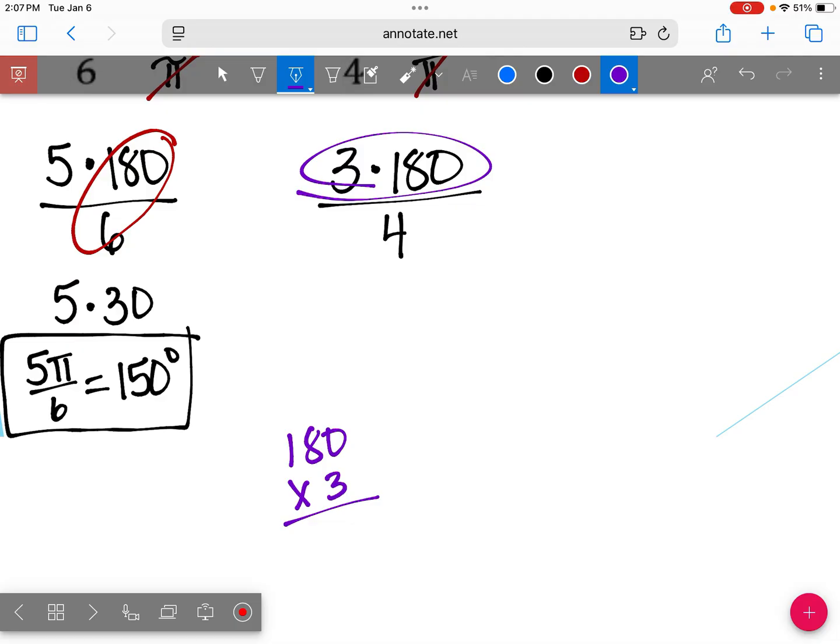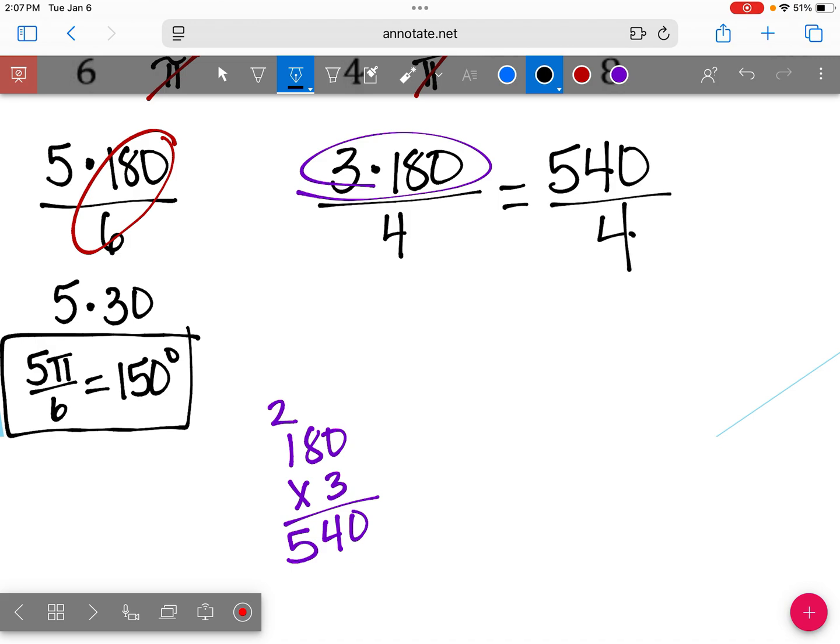All right, so 0 times 3 is 0. 8 times 3 is 24. And then you're going to take 1 times 3, which is 3. 3 plus 2 is 5. So what we have now is 540 divided by 4. So let's go ahead and finish it out. Off to the side, let's take 4 into 540.